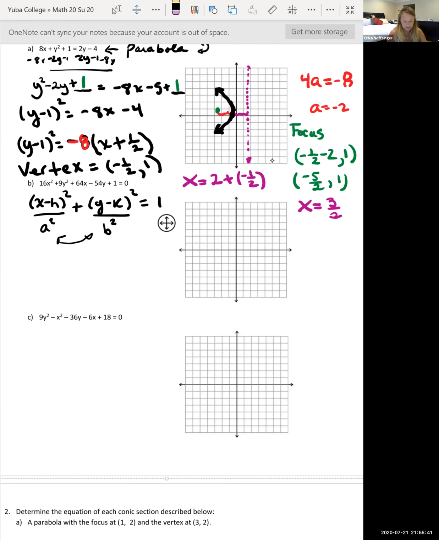So let's rewrite this. And so we have 16x squared plus 64x. I'm going to leave a space here. Actually, it doesn't matter right now because I have to rewrite it so that the coefficient is 1. Group the y terms. So 9y squared minus 54y, and get the constant on this other side, negative 1.